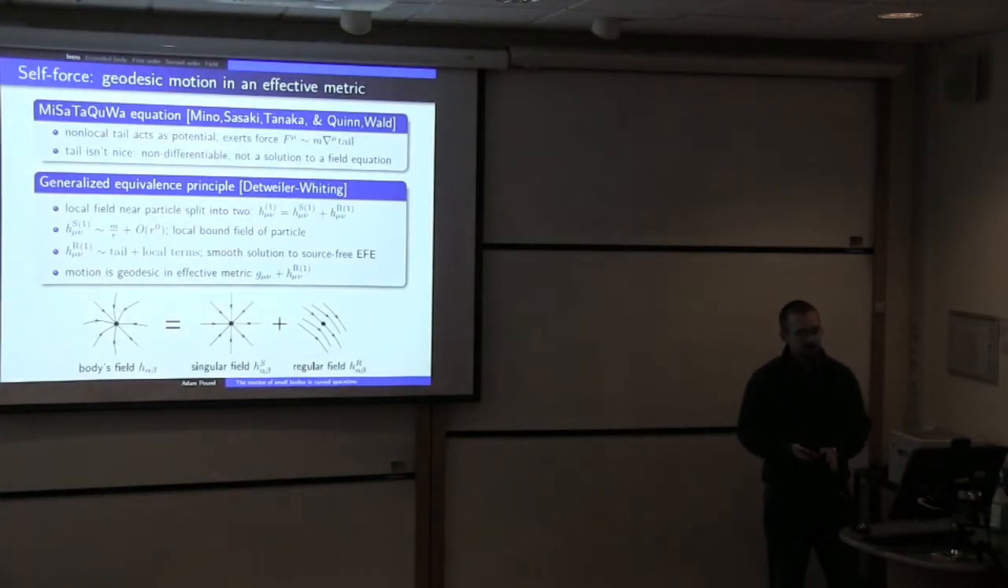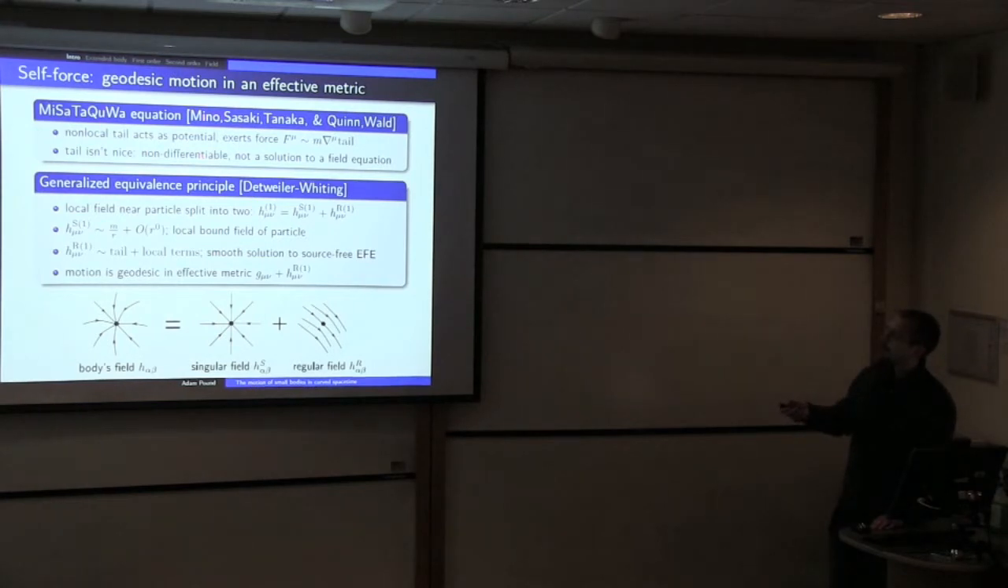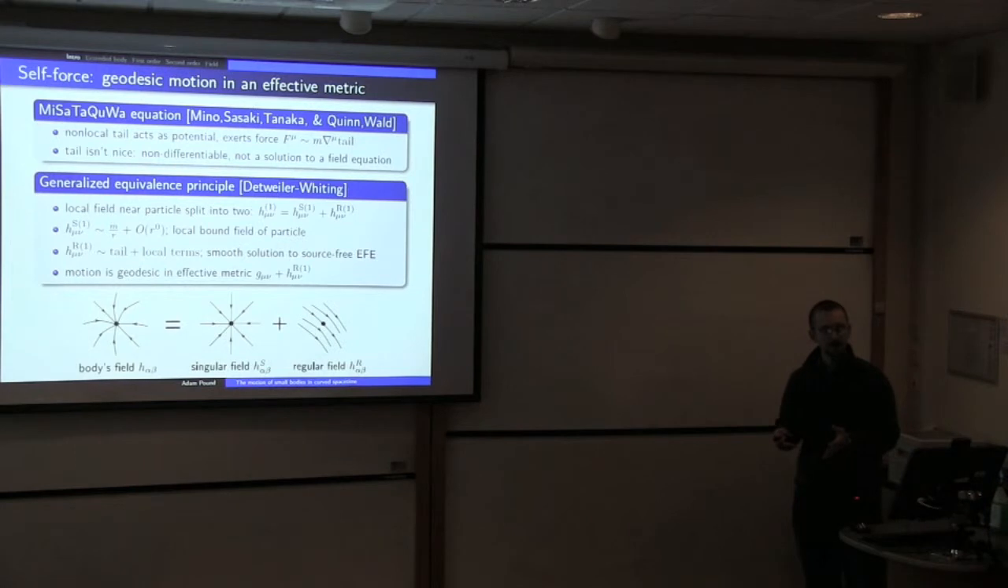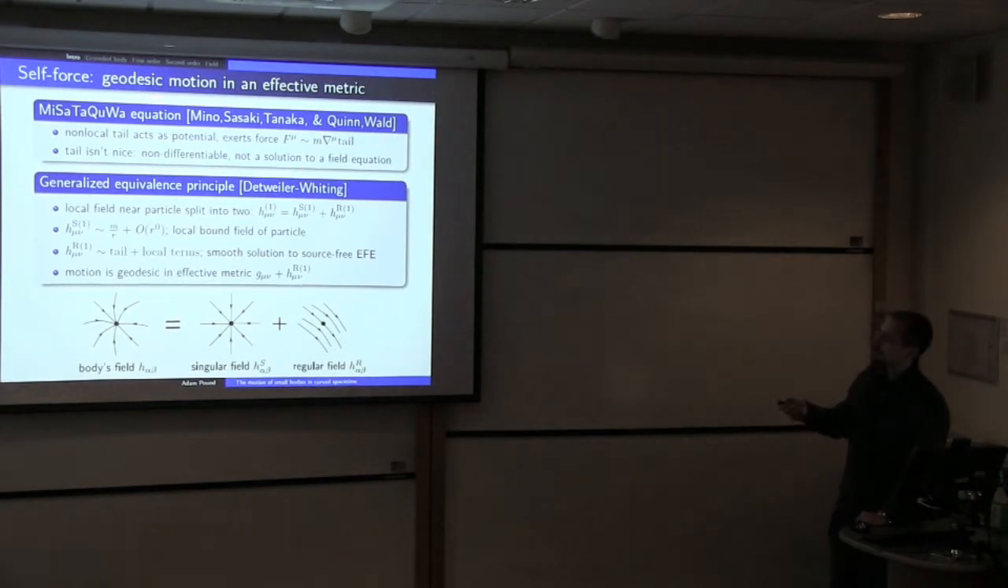Now, what does this have to do with self-force? It was shown by Mino, Sasaki, Tanaka and Quinn and Wald in 1996 that basically the non-local tail acts as a gravitational potential around the particle, and it exerts a force, now called the MiSaTaQuWa force, that's roughly speaking a gradient of the potential. So this picture isn't that nice because the tail isn't the solution to any particular field equation, so it doesn't have a really strong physical interpretation. Also, despite the appearances of this equation, it's not actually differentiable on the world line of the particle. It's just that it works out that this particular quantity is defined.